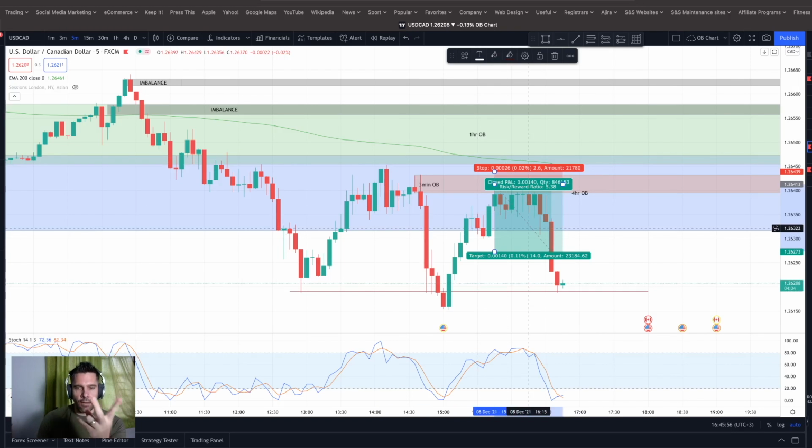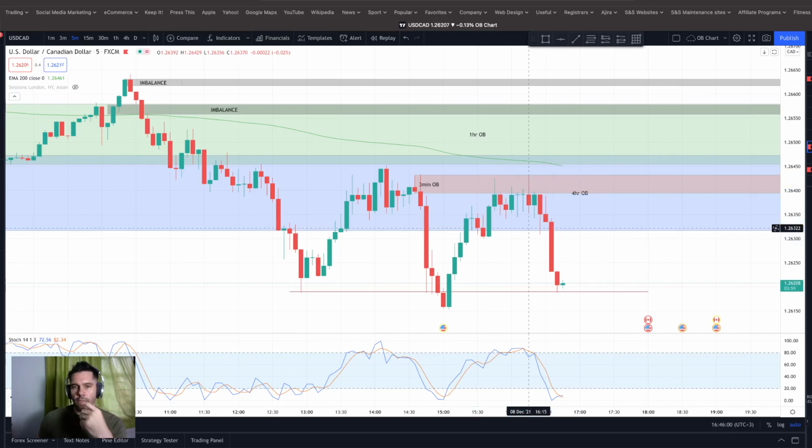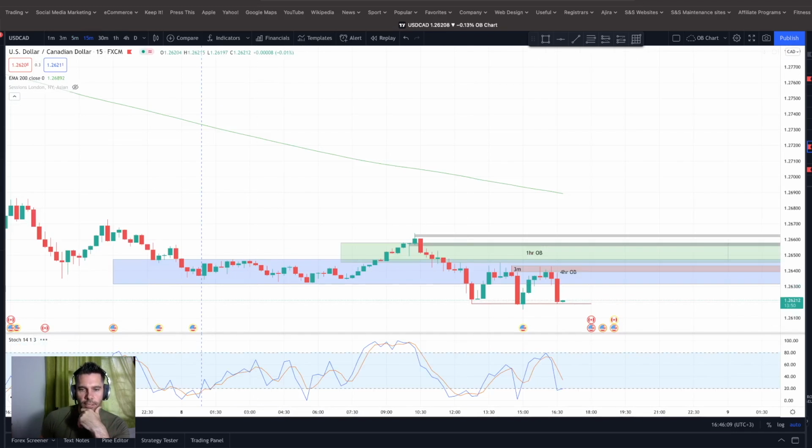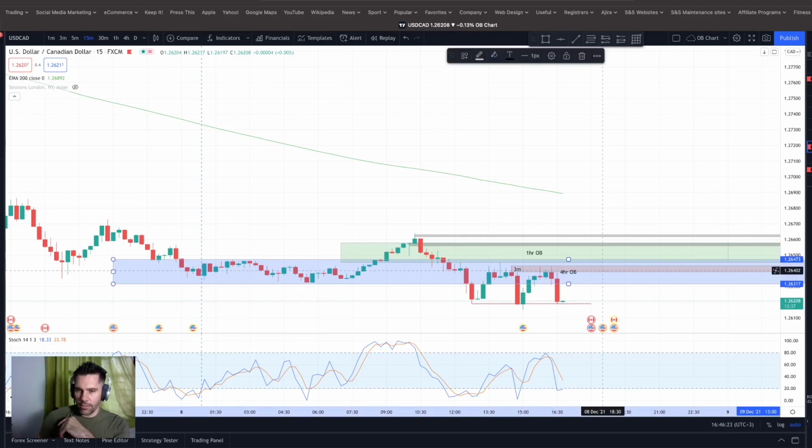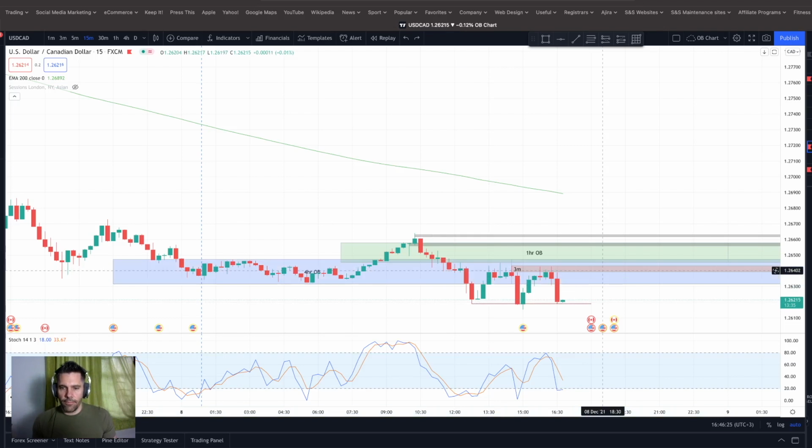It sucks, it would have been already one trade for the day, and I marked this up. I marked this 15 minutes break of structure, or the break of structure that I was looking for in 15 minutes. When was that? I think it was about 1 o'clock today, and it's now 4:46. So that would have been a very nice little trade there, but you know, it is what it is, right?